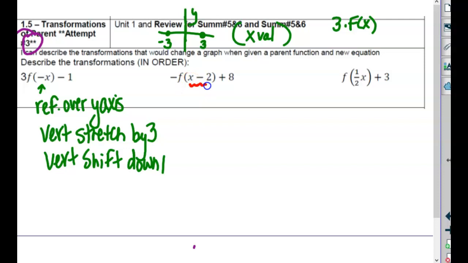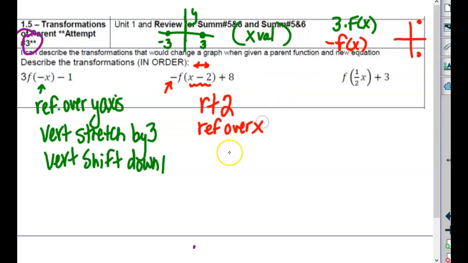Remember, anything inside is the opposite of what it seems, but this is changing x values, so it's left or right. It's actually right 2. Then the negative out here is a negative on the y, which would flip it from something positive to negative, so it's going to reflect over x. And then up 8.